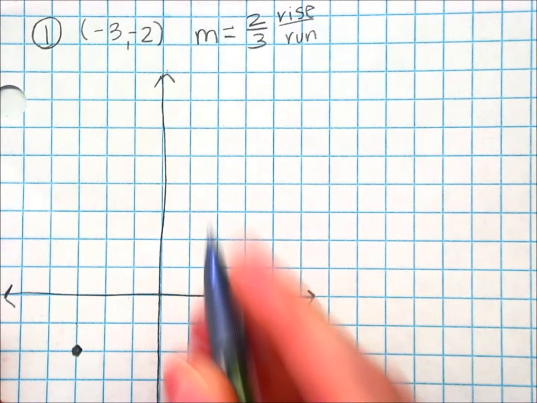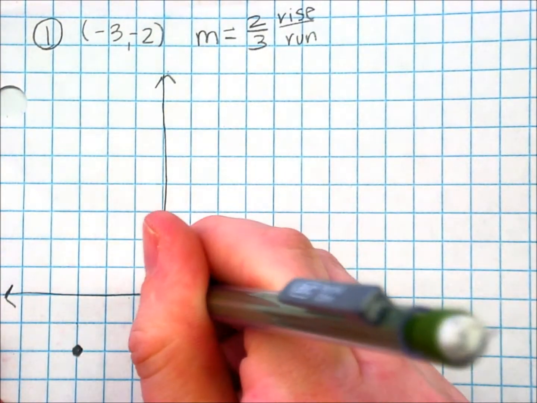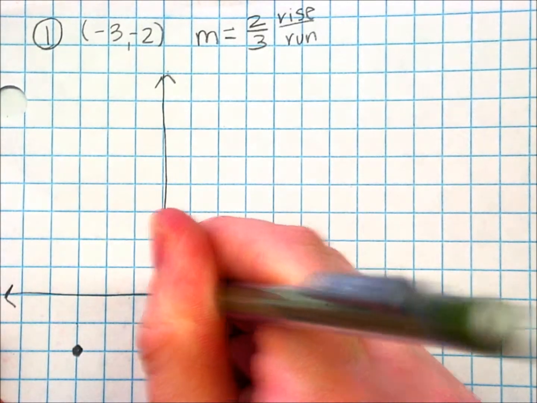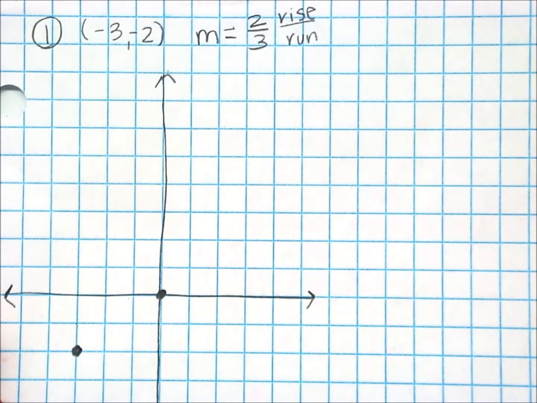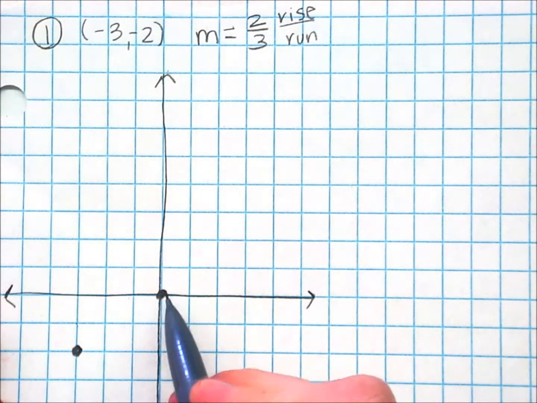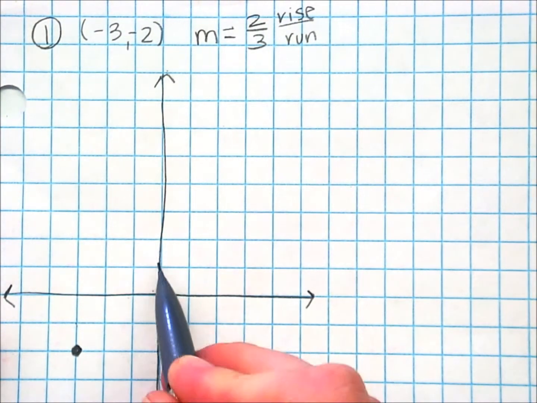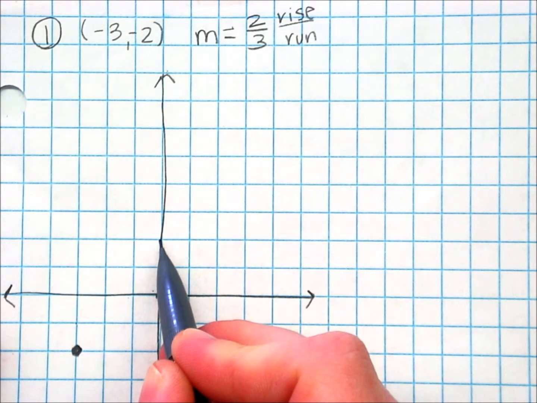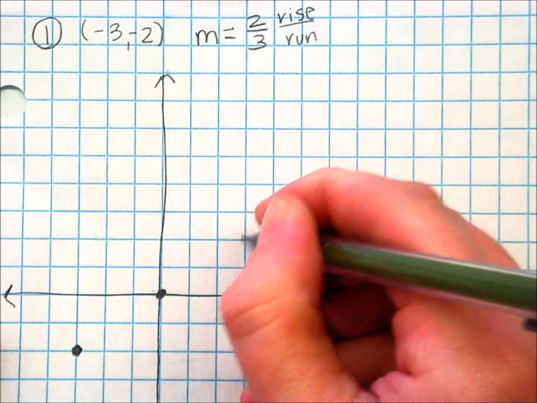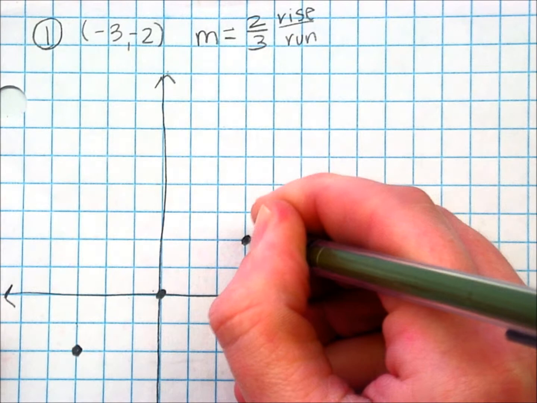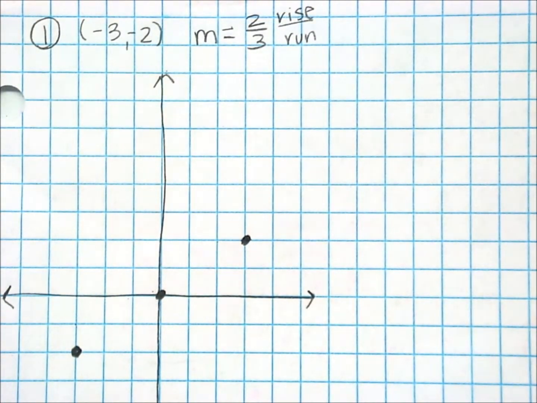I'm pausing. The run is +3, so I run to the right 3 units. 1, 2, 3. And so my next point is at the origin. Let's do that again. Let's get another point. So I'm paused at the origin. Let's get another point. So I'm going to rise 2 units and then run 3. And that's my next point. I now have 3 points.